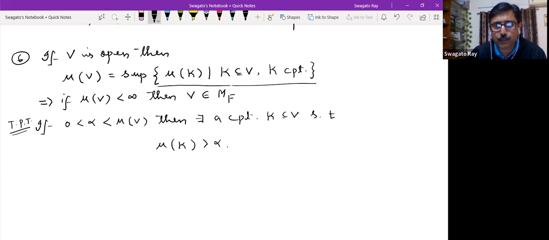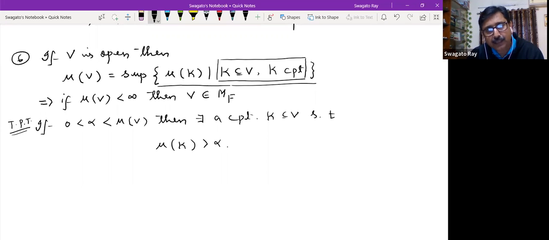That will show that this is the supremum. Agree with the logic? If you look at this collection sitting here, all K in V, K compact, by monotonicity, I know mu K is less than or equal to mu V because V is a bigger set. But that does not say that this is the supremum. I want to show that it is least among the upper bounds.